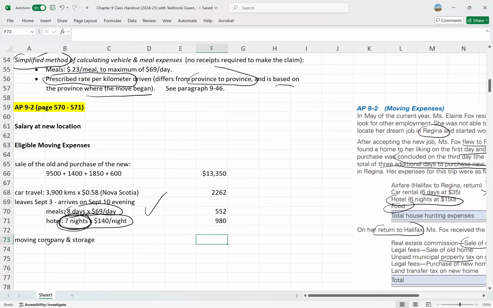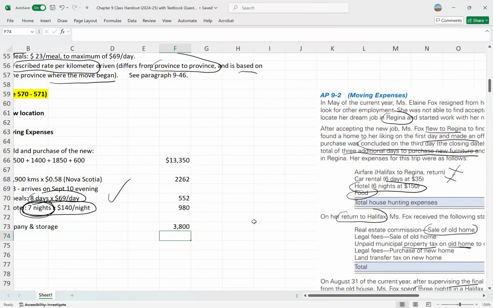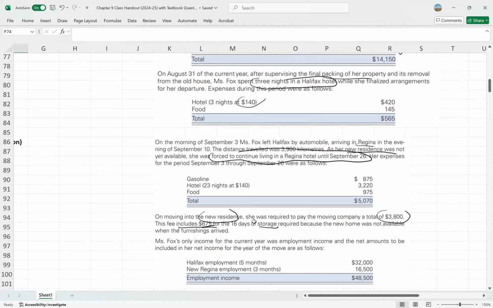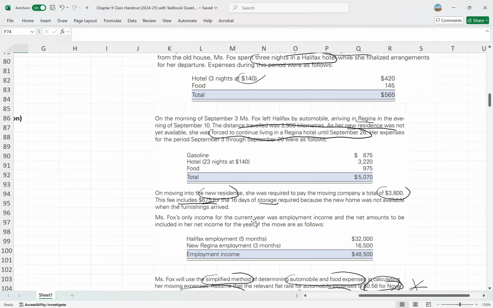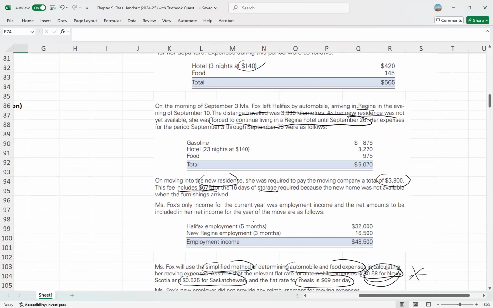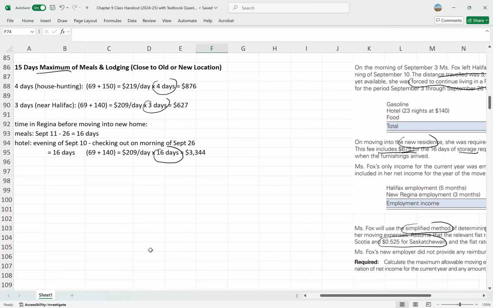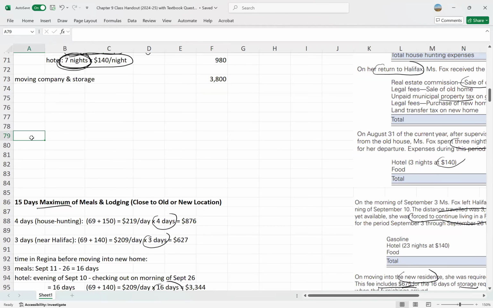So 3,800, that would be allowed as well. Let's see what else we have here. Her income from the new job is 16,500. Her income from the job in Halifax was 32,000. So why don't we just sort of summarize her income down here?